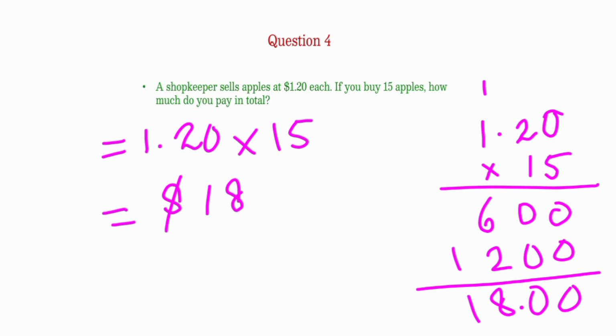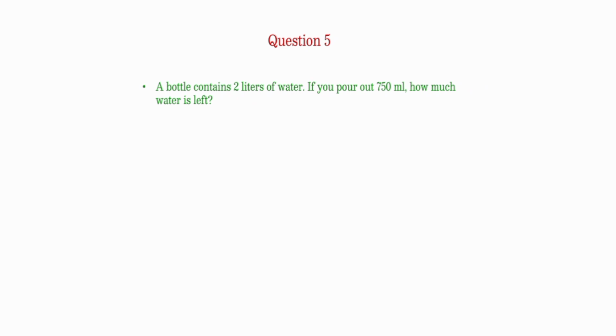Now let's just move on to the next question. Question number 5. A bottle contains 2 liters of water. If you pour out 750 milliliters, how much water is left behind?